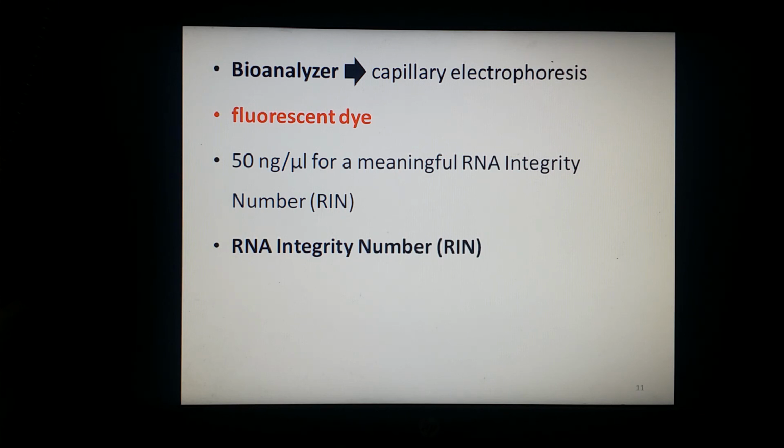The RNA integrity number software algorithm allows the classification of total RNA based on a numbering system from 1 to 10. Here 1 means most degraded, and 10 means most intact. This is the RIN, the RNA integrity number. For example, if an RNA sample has a RIN of 5, it might not work for a microarray experiment, but it might work for a PCR experiment. So it depends. So this was the bioanalyzer and the RNA integrity number.